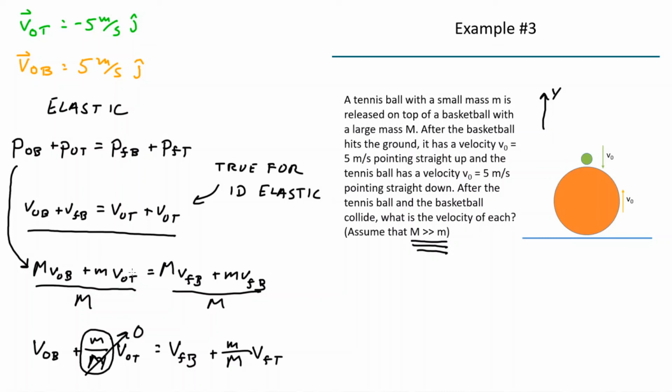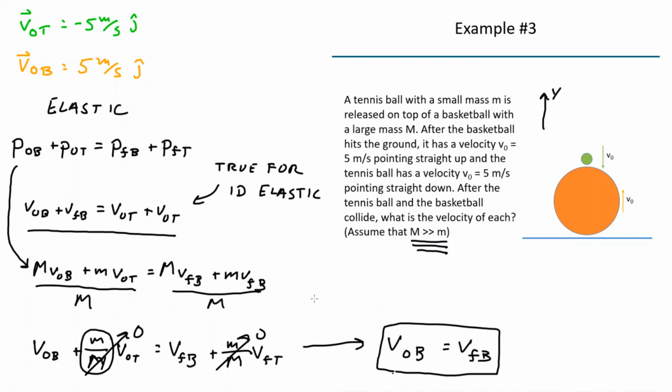So this guy here goes to 0, this guy here goes to 0, and I just get this very simple result, that V initial of the basketball equals V final of the basketball. That is, because the basketball has such a bigger mass than the tennis ball, it doesn't really care what happens in this collision. So I now know the velocity of the basketball.